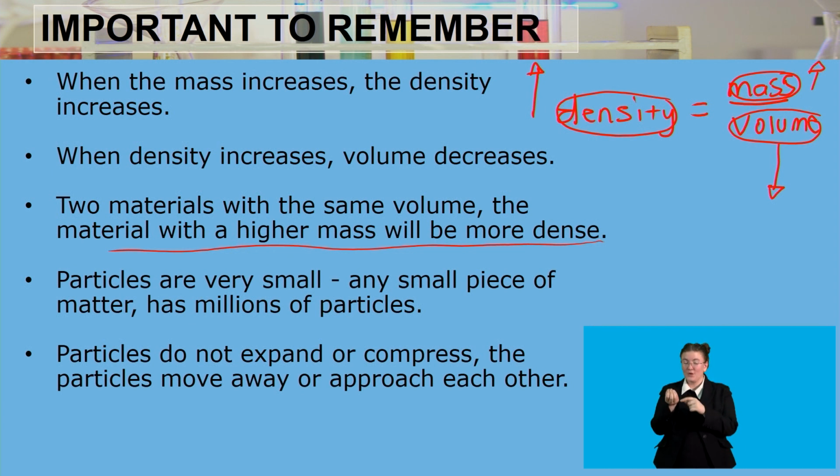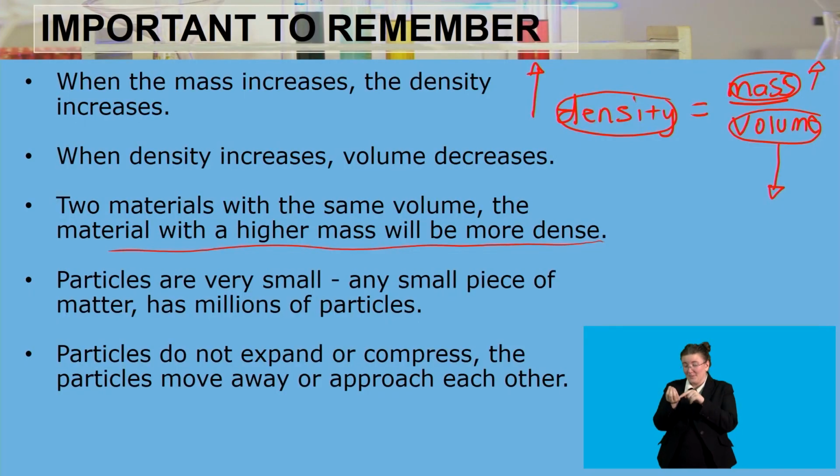And particles are very small. We need to know that particles are so small that we cannot see them with our naked eye. Any small piece of matter has millions of particles. So any small piece of matter that we can think of or that we can see has millions and millions of particles within it. And remember that those particles are always in constant motion. And because of that motion, those particles do not expand or compress.